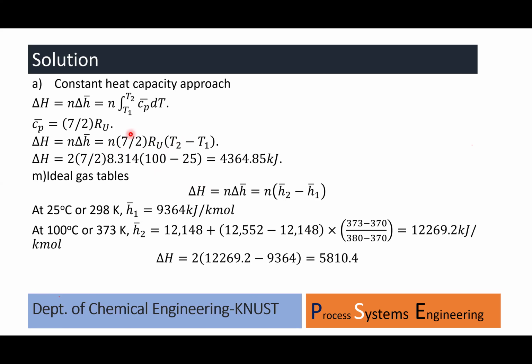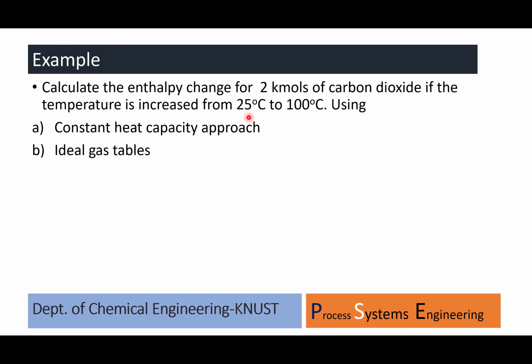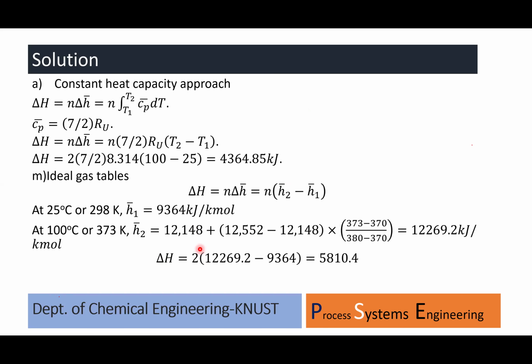Is that okay? And please always make sure your units are consistent, right? Okay. Then when we use the ideal gas tables, the n times the change in h is just going to be n multiplying h2 minus h1. h2 is going to be the enthalpy at the final condition, and then h1 is going to be the enthalpy at the initial condition. So we are saying that we increase it from 25 degrees Celsius to 100 degrees Celsius. So you are going to read the enthalpy at 100 degrees Celsius and then the enthalpy at 25 degrees Celsius and then find the difference.